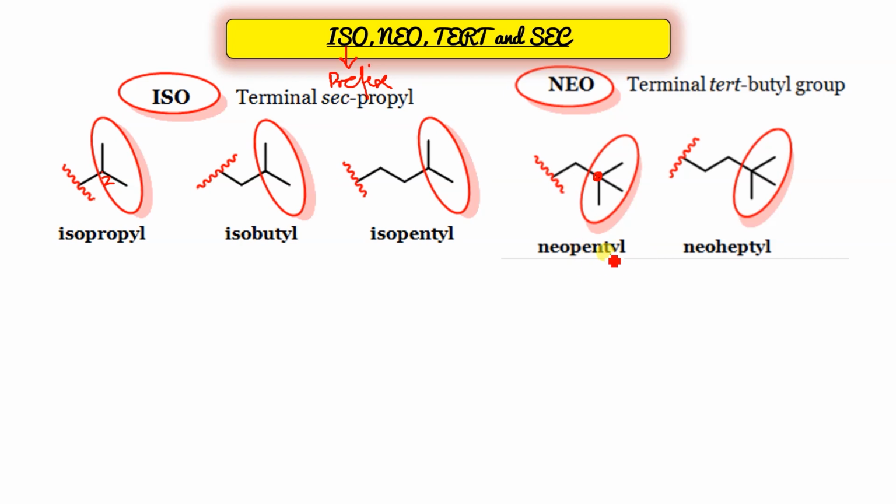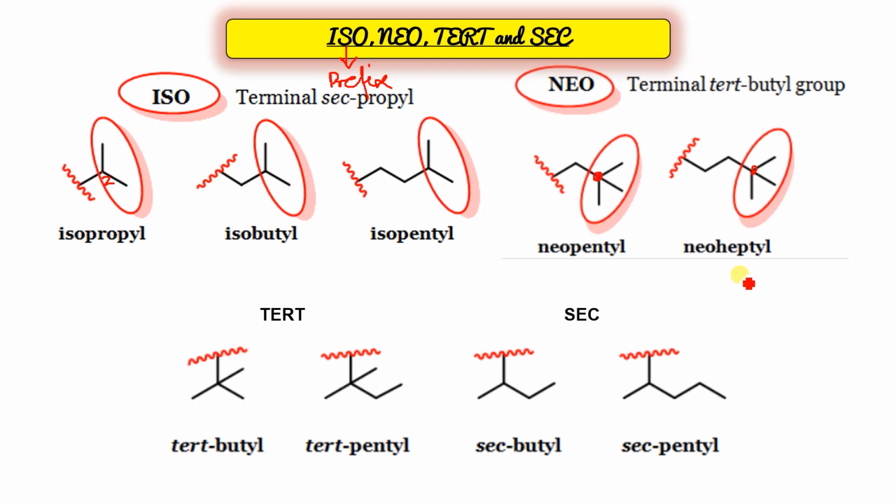Pentyl, got it? Similarly, in this case, this is the quaternary carbon, but the total number of carbons here is 4, and this is 5 and 6. So that's why it is 1, 2, 4, 5, 6, 7. So that's why it is neoheptyl. Got it? Okay. So now the next is tert.